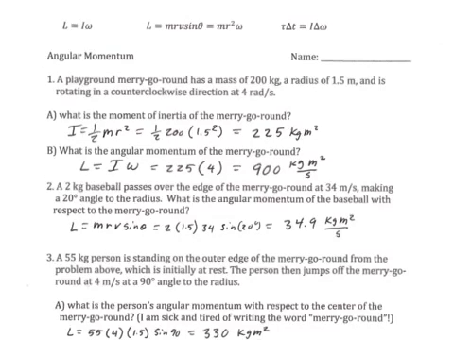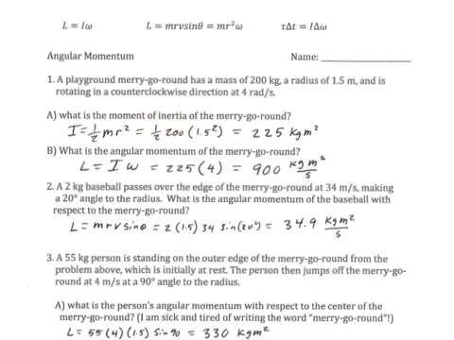Okay, let's wrap up this unit on angular motion. So we have a playground merry-go-round, which is basically a spinning platform. It has a mass of 200 kilograms and a radius of 1.5 meters. It's rotating in the counterclockwise direction, which remember is the positive direction, the right-hand rule. Curl the fingers of your right hand in the direction of motion, and your thumb points in the positive direction. Okay, at 4 radians per second.